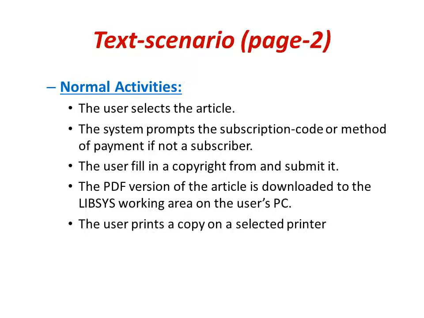Normal activities or basic path. The user selects the article. The system prompts for the subscription code or method of payment if not a subscriber. The user fills in a copyright form and submits it. The PDF version of the article is downloaded to the library system working area on the user's PC. The user prints a copy on a selected printer.